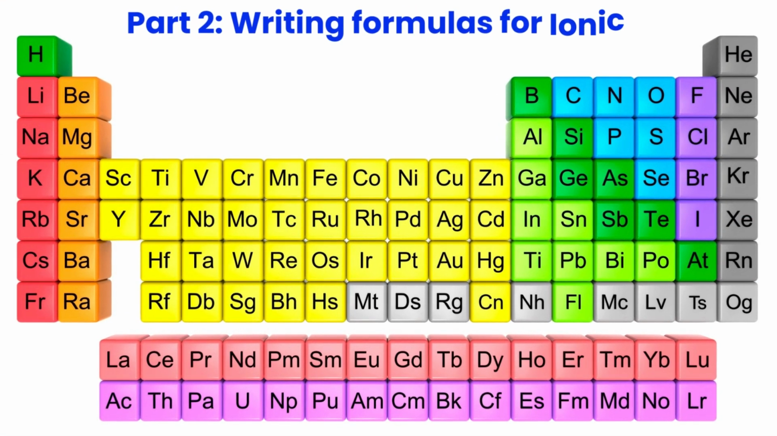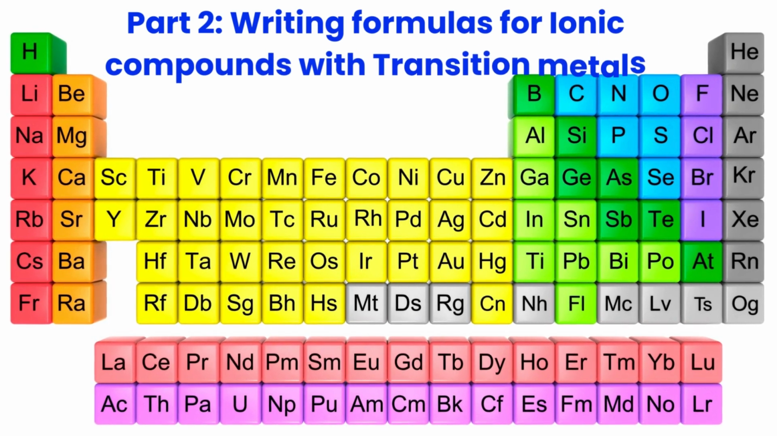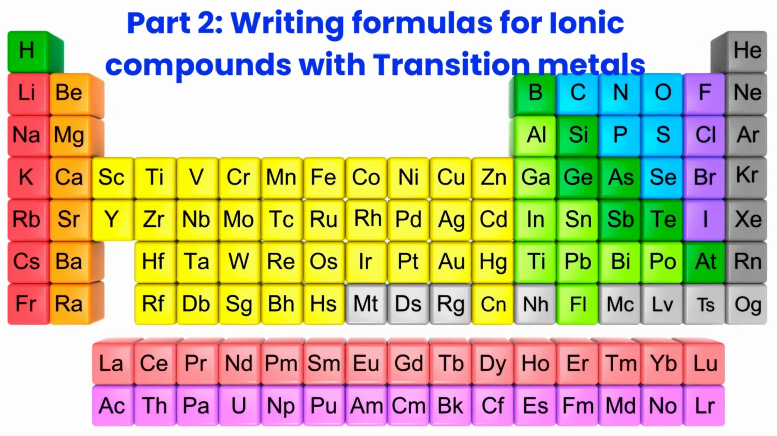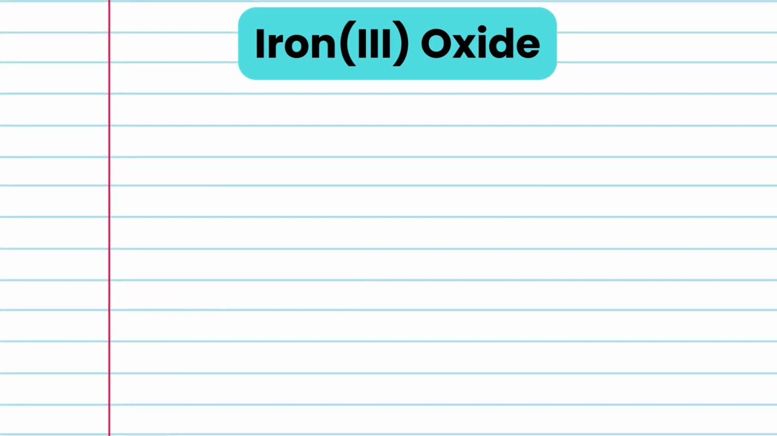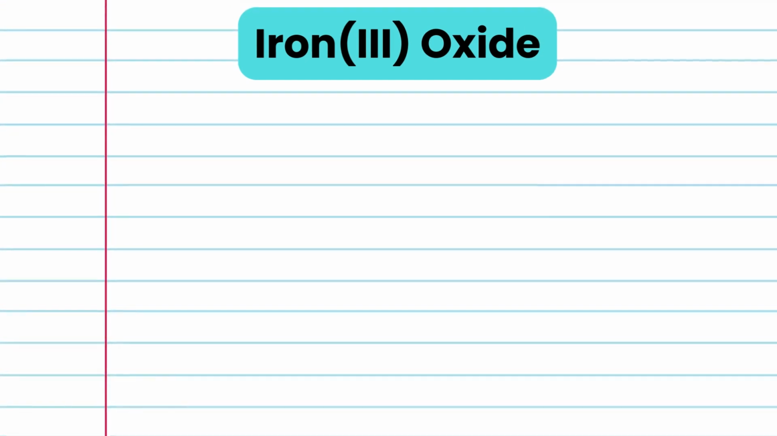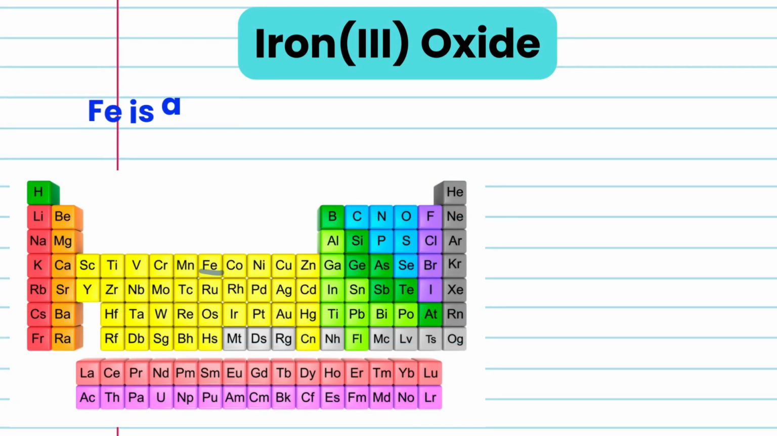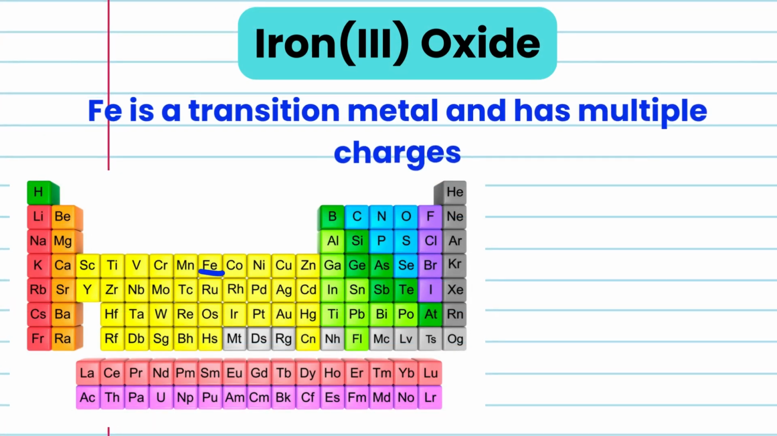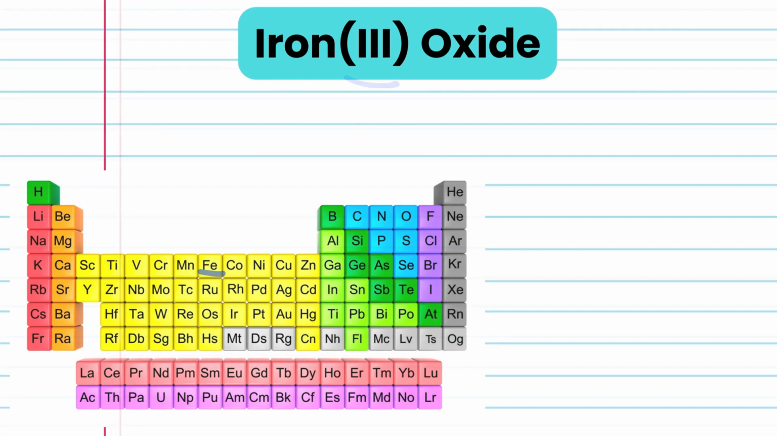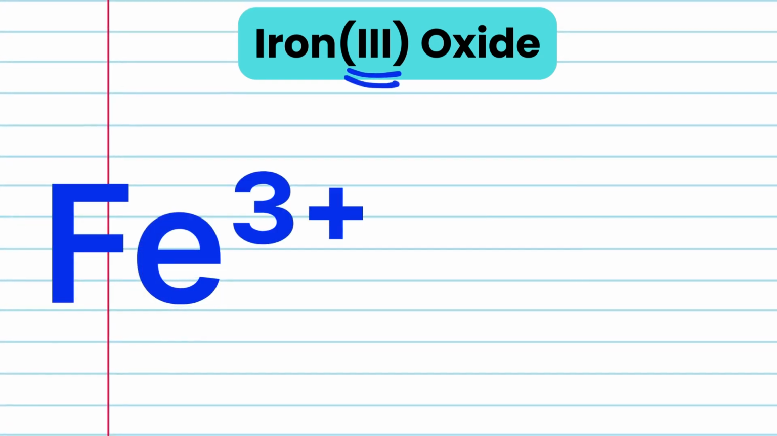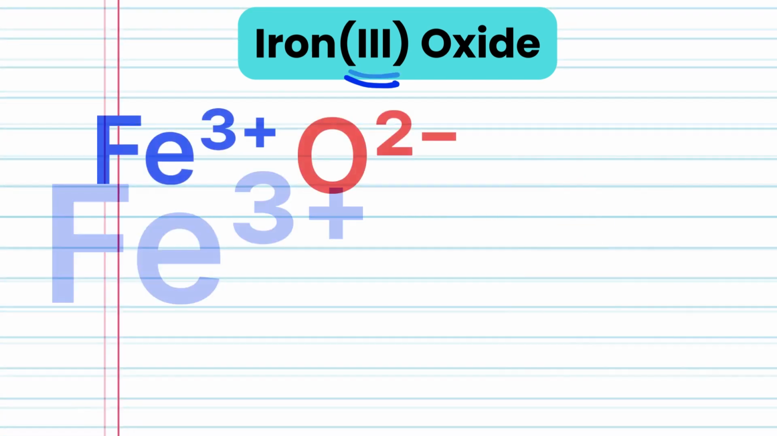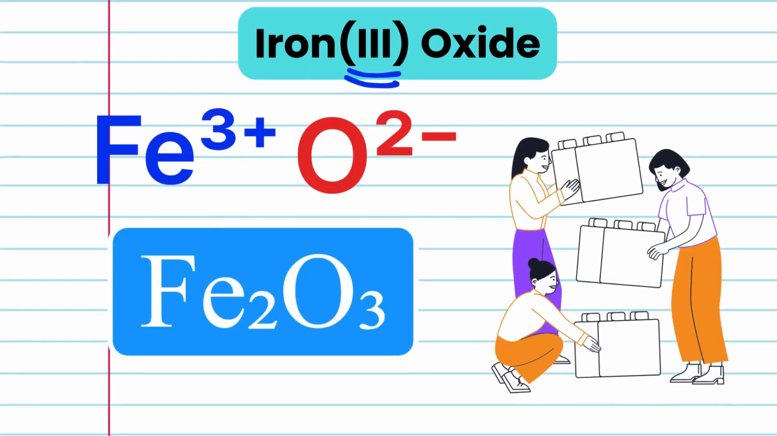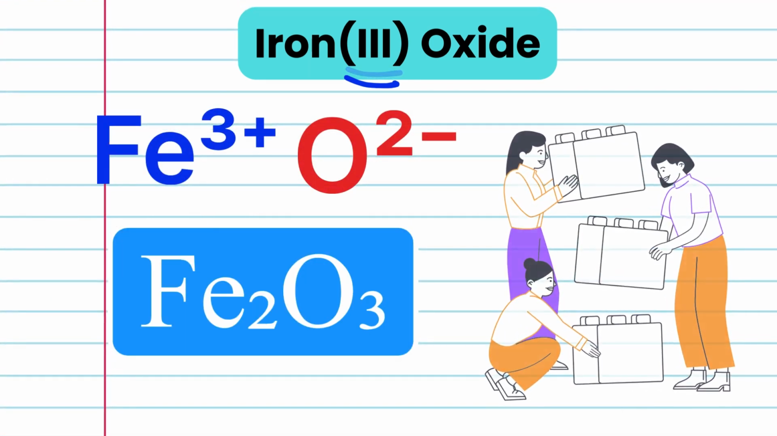Part 2. Writing formulas for ionic compounds with transition metals. Let us write the formula for iron 3 oxide. We use the same Criss Cross method here. Fe is a transition metal and has multiple charges. Roman numeral 3 means Fe is 3 plus. Oxygen is 2 minus. Now we criss-cross, so we get Fe2O3.